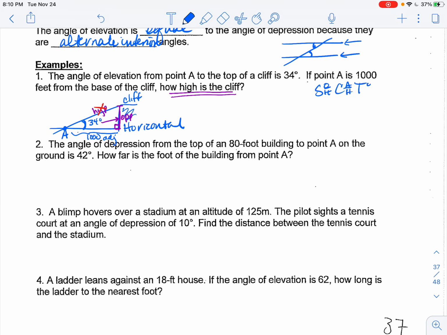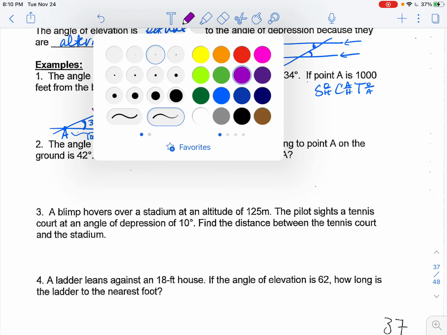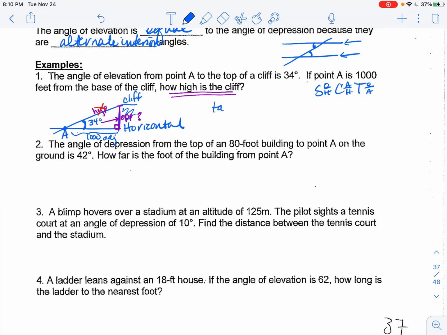Let me go ahead and write out SOHCAHTOA so I can figure out which trig ratio I want to use. If I'm trying to figure out what the opposite is, that's my question mark. And I know the adjacent, well, opposite and adjacent is tangent. So we're going to set up an equation. Tangent of A, and our angle, actually, let's go ahead and write the angle in. It's 34 degrees, is equal to opposite over adjacent. We solve for x by multiplying both sides by 1,000. So 1,000 times tangent 34 is equal to x.